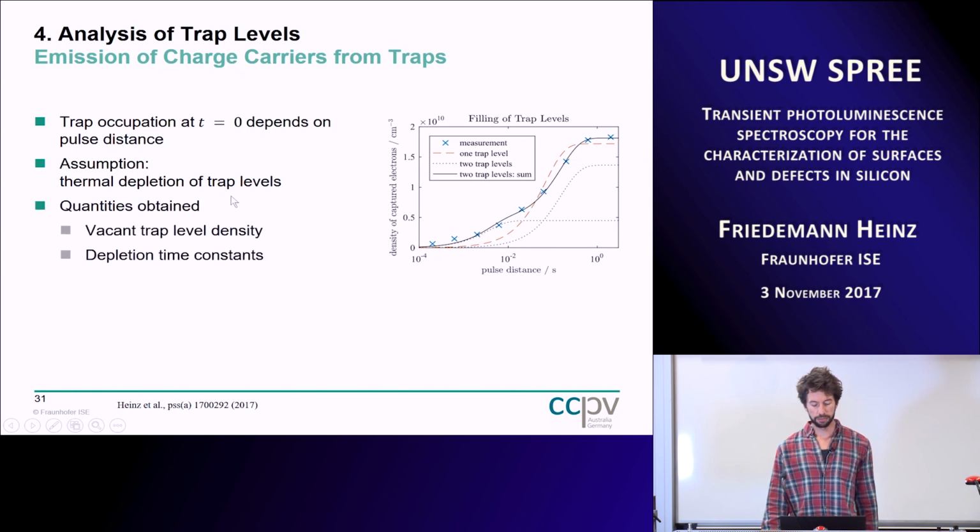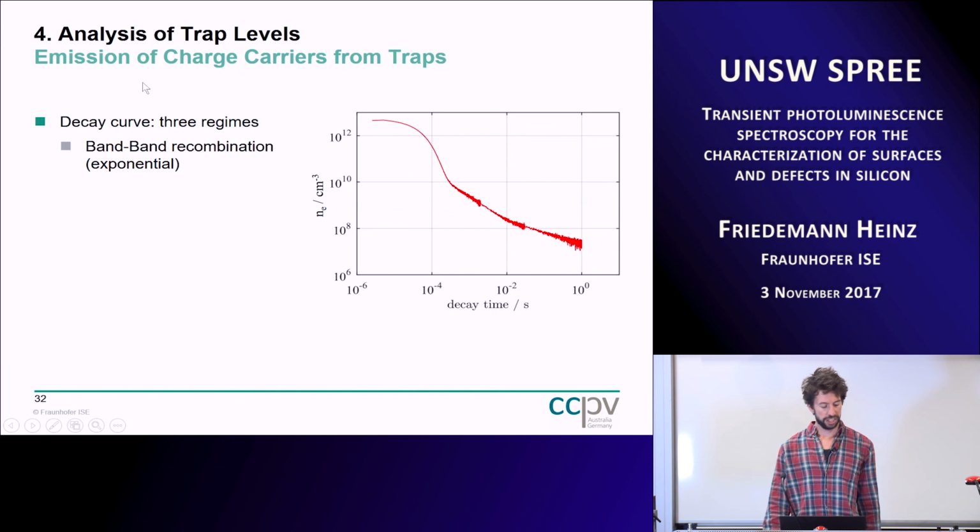Well, this is quite interesting because actually this was proposed 70 years ago by Hornbeck and Haynes, that there should be 2 trap levels in their measurements. There could be some quantities obtained, like the vacant trap level density and depletion time constants. But I want to look a little bit more into detail with this decay.